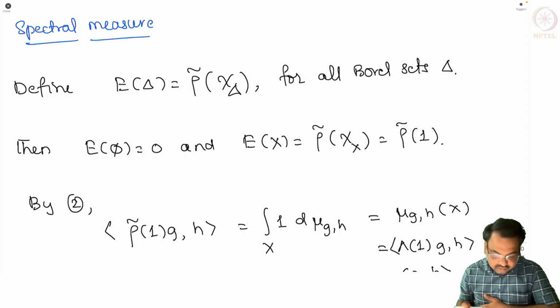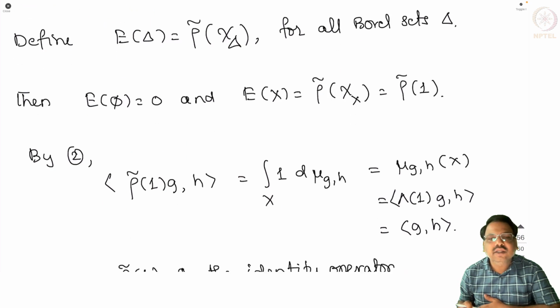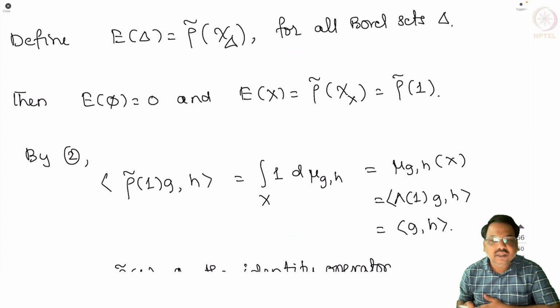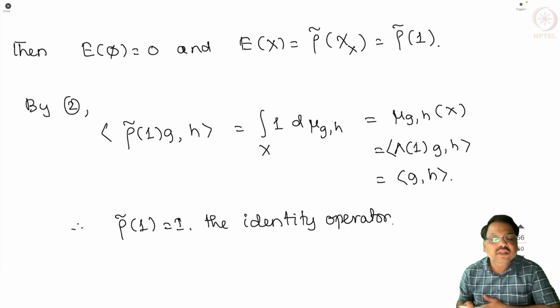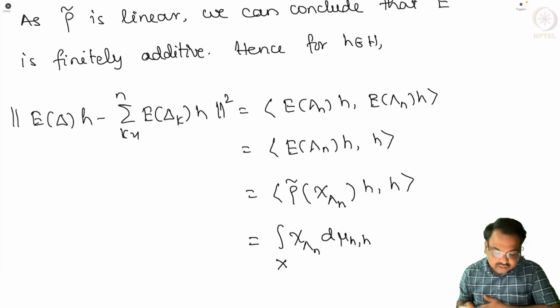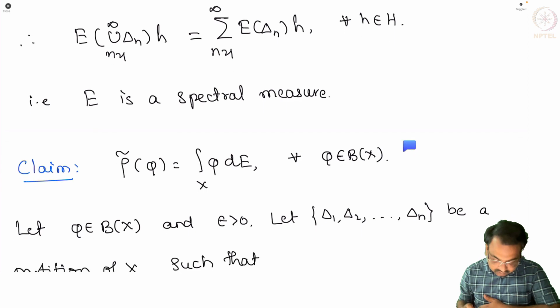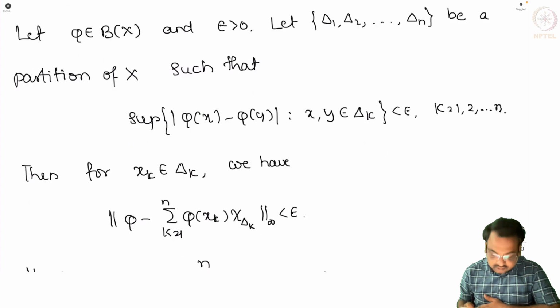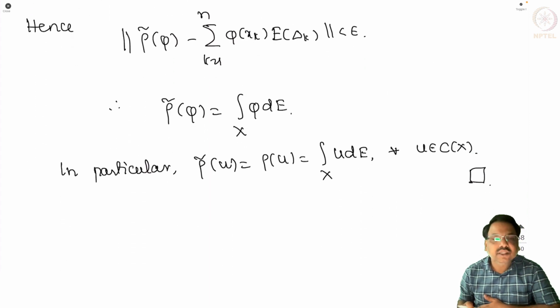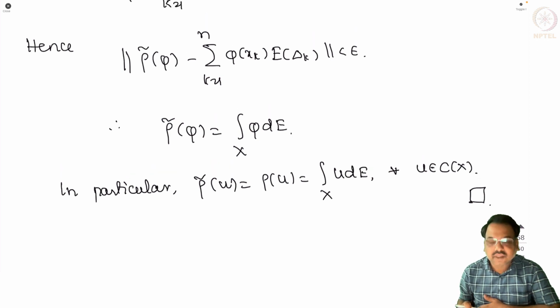Okay. Then we have defined the spectral measure using rho tilde in this way: E of delta is nothing but rho tilde of chi delta, and using the representation of rho tilde, we were able to show that E gives a spectral measure. And then we wanted to show that the representation that we started with is associated with the spectral measure in the following way, that is, rho of u is nothing but the integral over X of u dE for every u in C of X. So this completes the proof of the result.